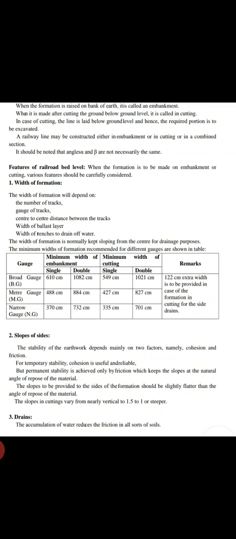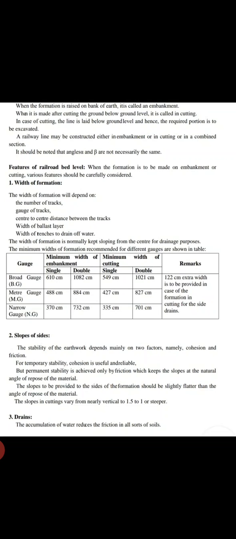The minimum width of formation recommended for different gauges is shown in the below table. You can see here the gauges: broad gauge (BG), meter gauge, and narrow gauge. Minimum width of embankment for broad gauge, single it is 610 cm, double it is 1182 cm. For meter gauge it is 488 cm and 884 cm. For narrow gauge it is 370 cm and 732 cm.